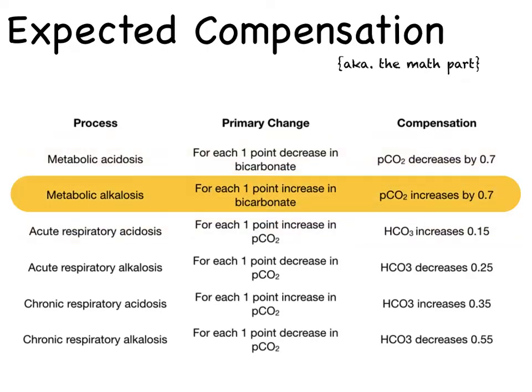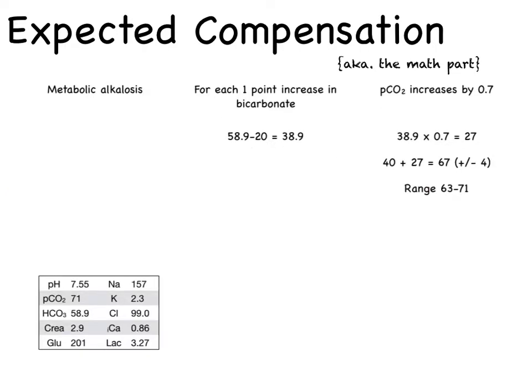When the primary problem is a metabolic alkalosis like our patient has, the formula says that for every 1 point increase in the bicarbonate above normal, the PCO2 should increase by 0.7 points. So let's take a look at our patient. Step 1 is to see how much the bicarbonate has changed from normal. A normal bicarbonate is about 20, so we're going to subtract 20 from our patient's measured bicarbonate of 58.9. That gives us a change of 38.9 points. So for every 1 point change in the bicarbonate, the CO2 should change by 0.7.